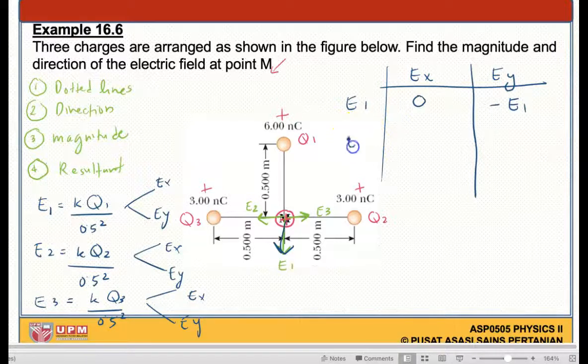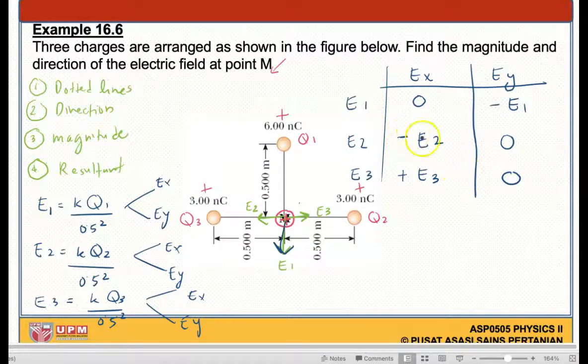And for E2, my Ex is to the left, so it should be negative. I don't have a Y component, that should be 0. Going to the left means that whatever value this is, it should be negative, so this is a negative E2. Okay, and then E3. E3 is to the right, it should be positive, it doesn't have a Y component. So basically the magnitude of E3 is the X component, and this one is 0.